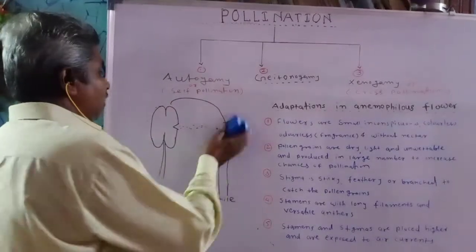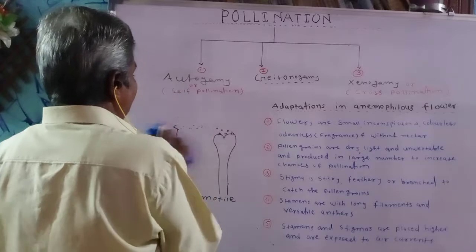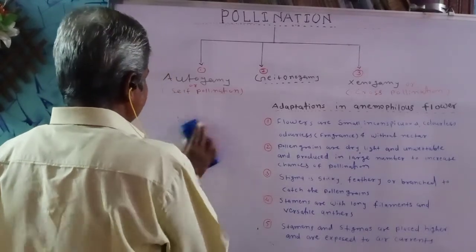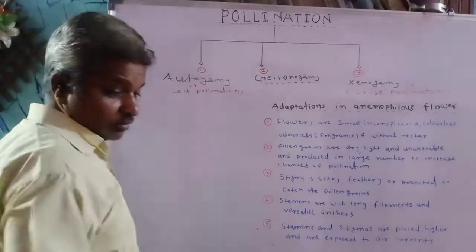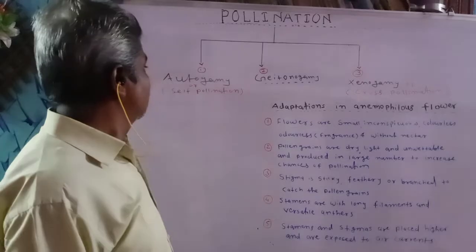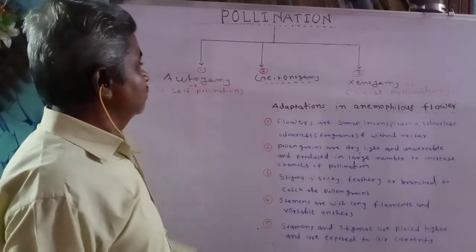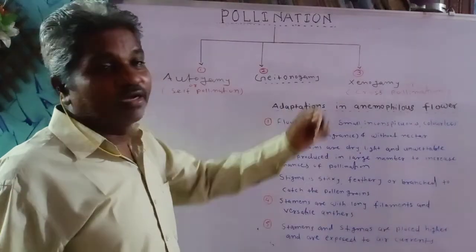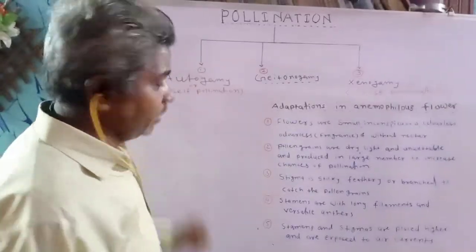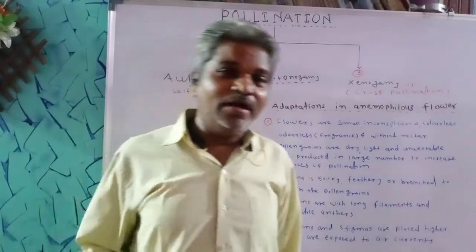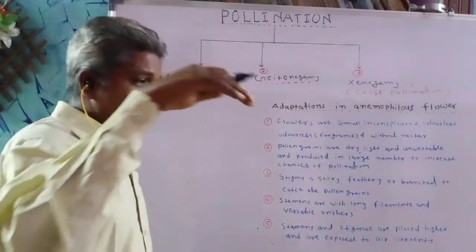Now we are going to study the types of pollination. There are three types of pollination: autogamy, geitonogamy, and xenogamy. So what is autogamy? The transfer of pollen grain from anther to the stigma of the same flower.